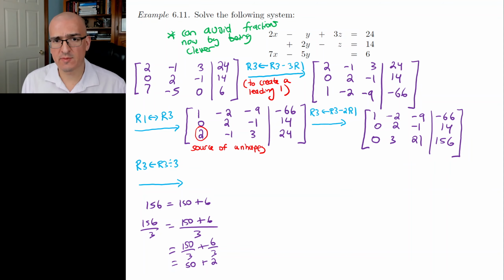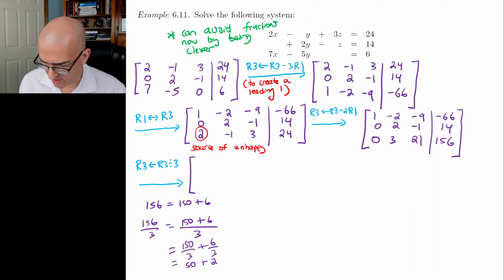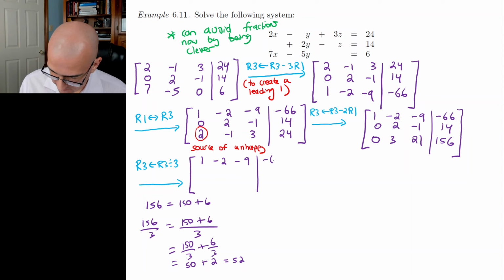You will not have such numbers on your tests or quizzes. And I think this is just an artifact of me being desperate to avoid fractions, why these big numbers are happening. So we're going to have 1, negative 2, negative 9, negative 66, 0, 2, negative 1, 14, and then 0, 1, 7, 52.